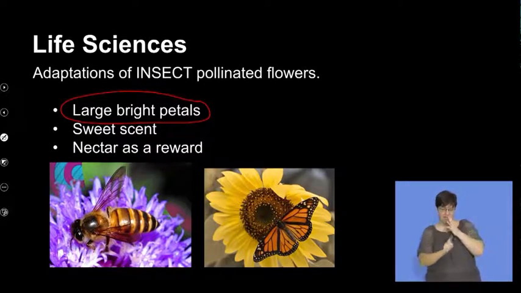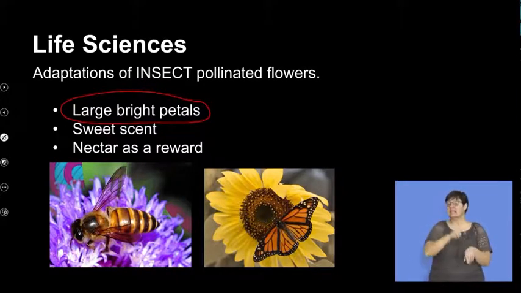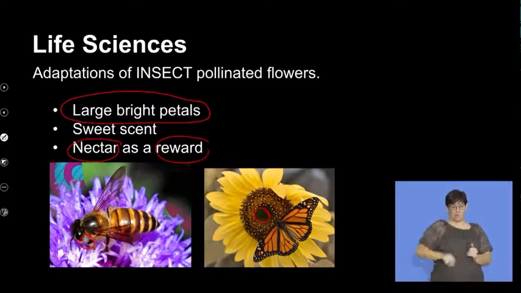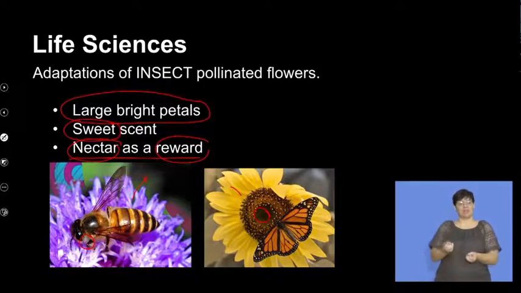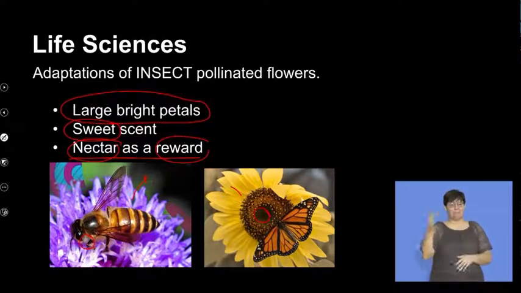Now, what the insect needs, I'm going to jump one point. A flower produces nectar. Nice, sweet, it's a reward. So you come to me, and I will reward you. But other than the color, what I can also attract you with is a nice smell. So I look good, I smell good, and I'm going to give you a reward. What a bargain! The insects are going to say, I need to do that.